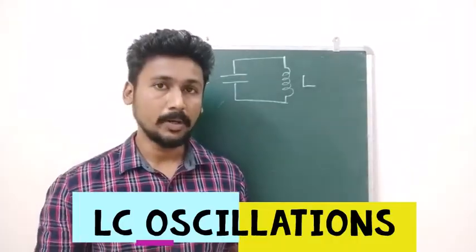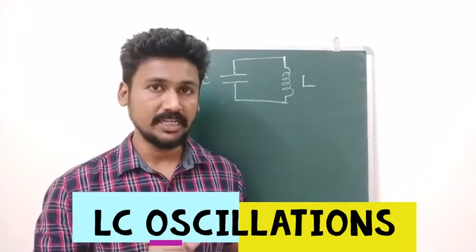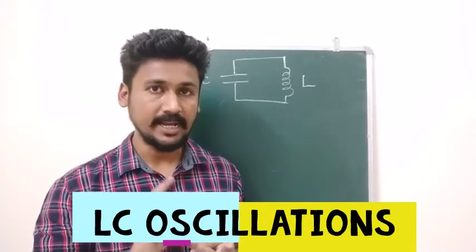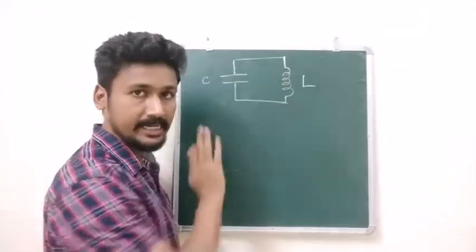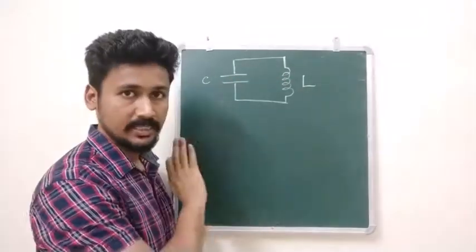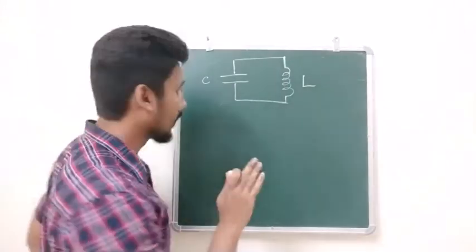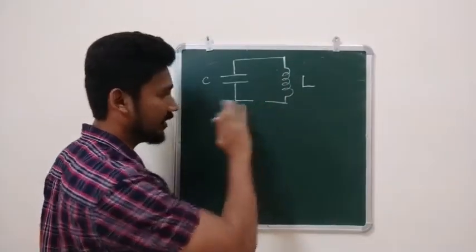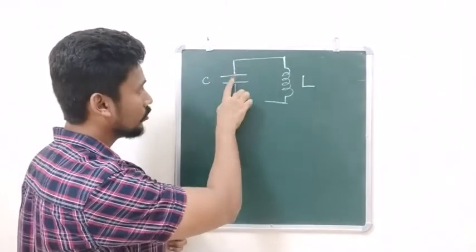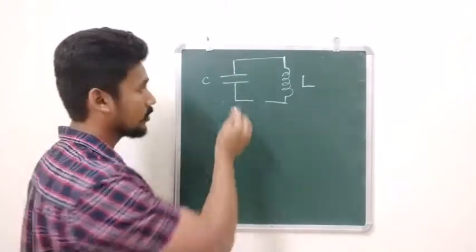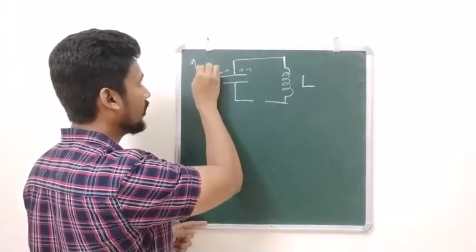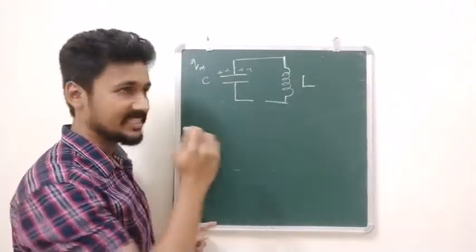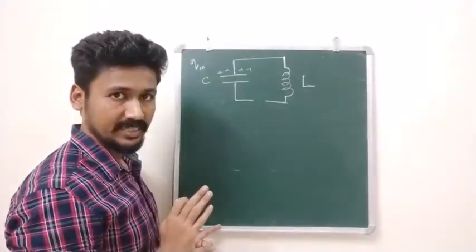Next we will talk about the concept of LC oscillations, LC standing for inductor and capacitor. So here we have a capacitor and an inductor connected to each other. There is no power supply here. Initially let us imagine the circuit is open and we are going to charge our capacitor. Let us say we have given it some amount of charge Qm, that is the maximum charge that we have filled on our capacitor.